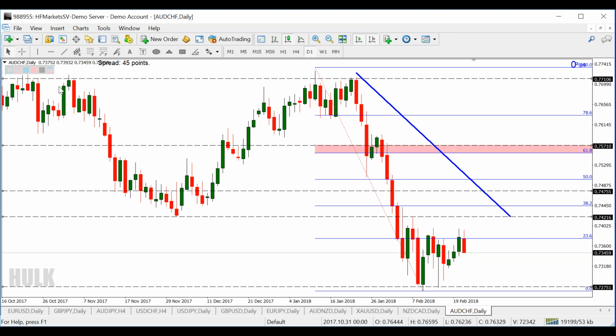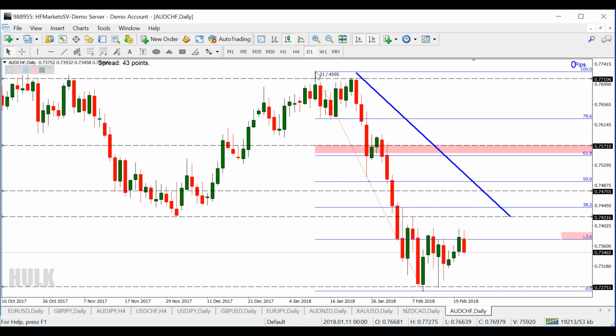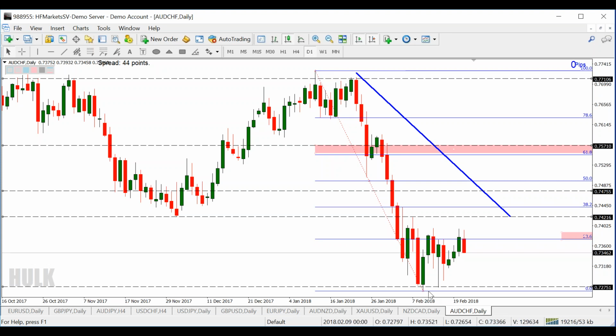Right now, if you look at why it went up to here and then reversed back, the reason is this: 23.6. Because remember, Fibonacci is also a strong SNR zone. So you can see price dropped down, retraced back to 23.6, dropped down, retraced back to 23.6, and then rejected again.